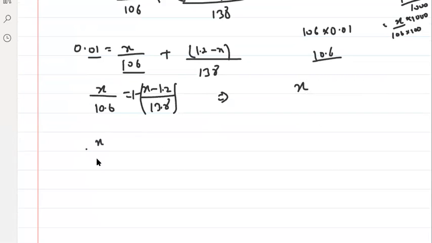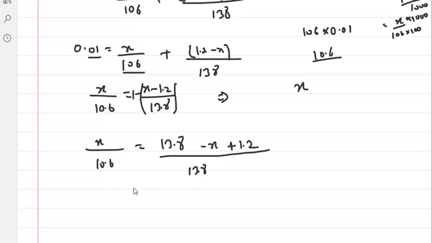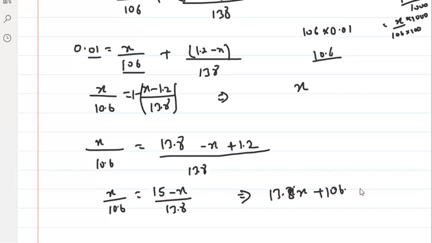So I'll solve anyways. x by 10.6 is equal to (13.8 minus x minus 1.2 plus 1.2, sorry) divided by 13.8. Okay, so obviously it's a calculation. So x by 10.6 is equal to (15 minus x) by 13.8. So after solving, we will get 13.8x plus 10.6x is equal to 15 into 10.6, right? So x will be 15 into 10.6 divided by 25.4.